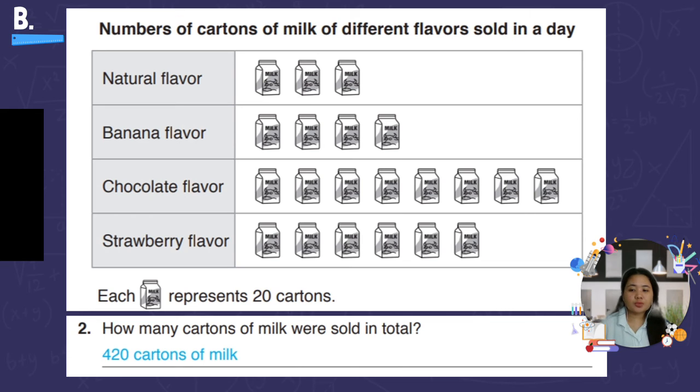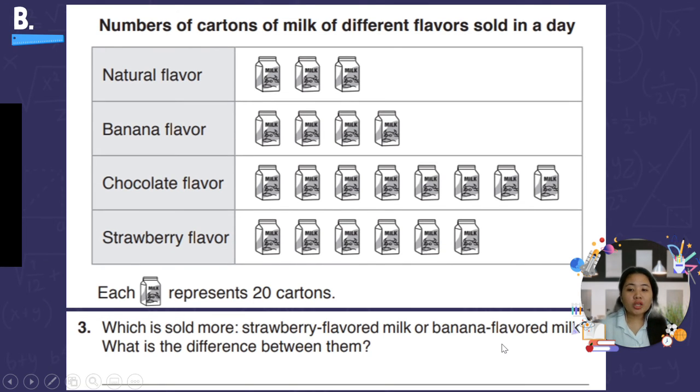Okay, let's proceed to number 3. Number 3, which is sold more, strawberry flavored milk or banana flavored milk? What is the difference between them? So sold more, many. So as you can see on the picture, you know already that, strawberry and banana. So which is more, banana or strawberry? Yes, so it is strawberry.